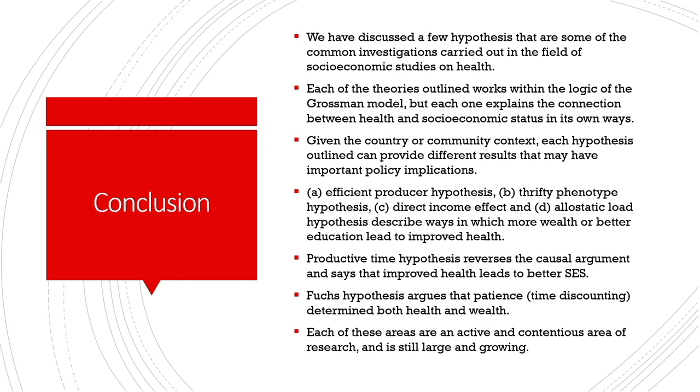So, we have the efficient producer hypothesis, thrifty phenotype hypothesis, direct income effect, and allostatic load hypothesis that describe ways in which more wealth or better education lead to improved health. So, here we are talking about the pathways that link socioeconomic status to health. Health outcomes become the dependent variable here, and the independent variables are education or income.